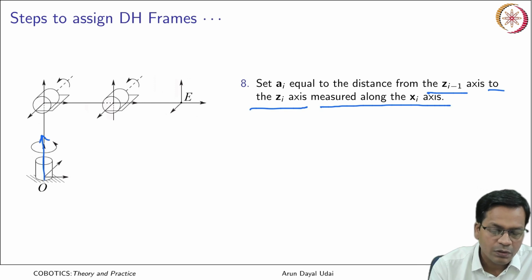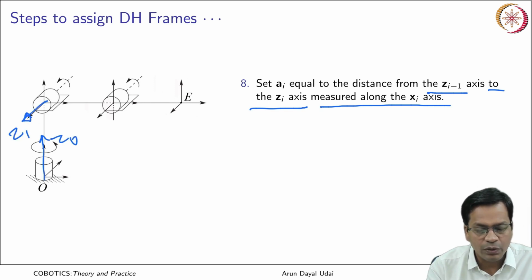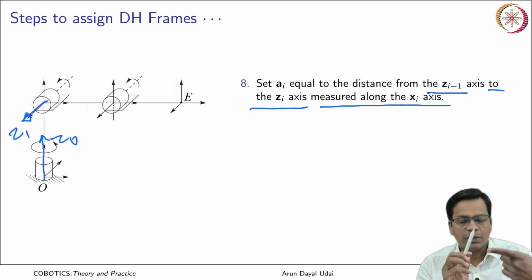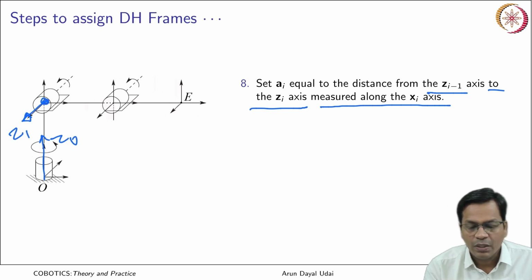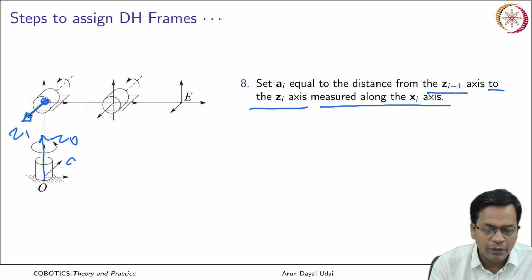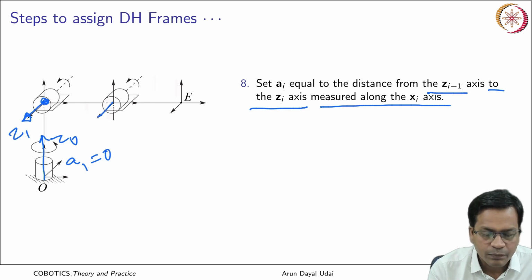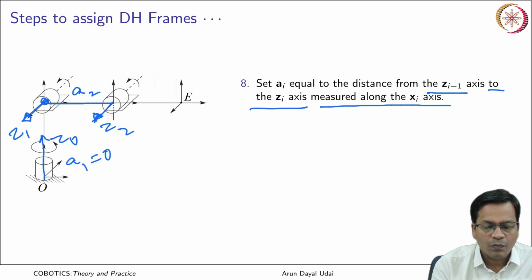So this is your z0, this was your z1. You see there is no distance between them. Both the zi's intersect at this point. So that link length a1 becomes equal to 0. There is no distance between them. For the next one, z1 and z2, there is a common normal, and you see this is your a2, okay.